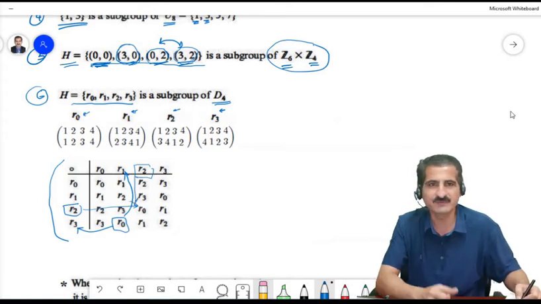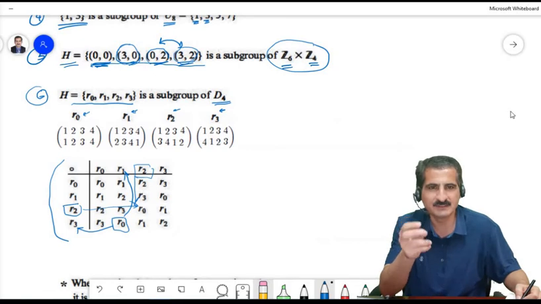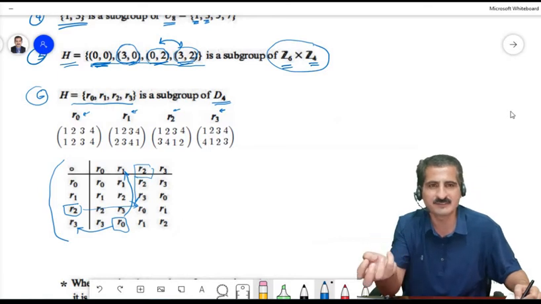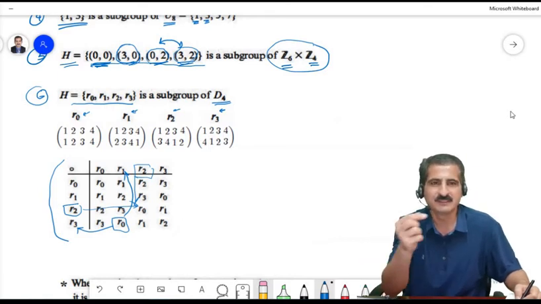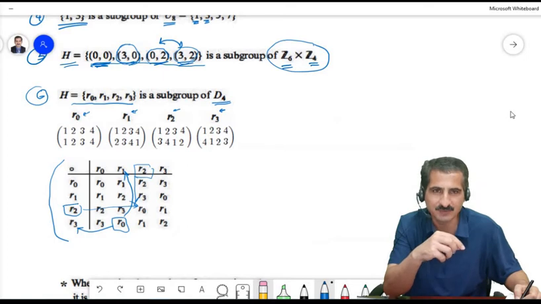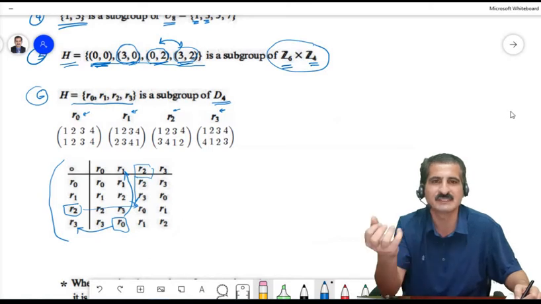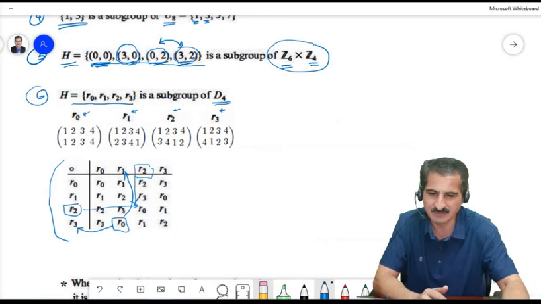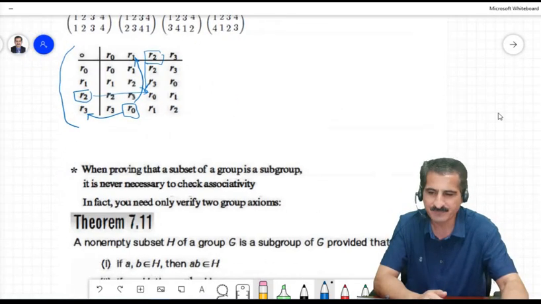So the inverse of each one of them exists. The identity is there. The multiplication is closed, and associativity happens. Why? Because any three elements in H are essentially elements in D4, and associativity happened to them there because D4 is a group. So the associativity of these three elements in H happens there again, and we will say that in general in a little while. So these are six examples of subgroups.